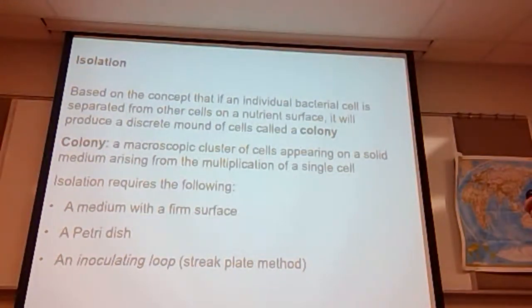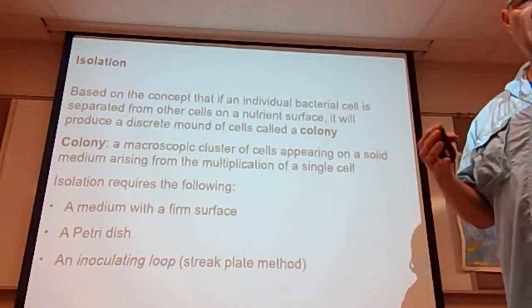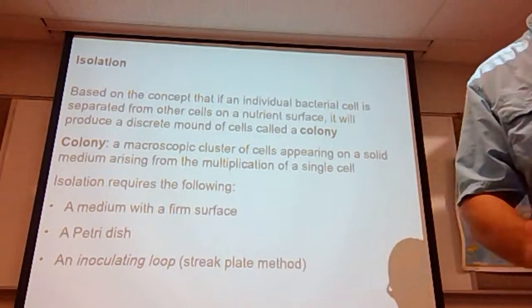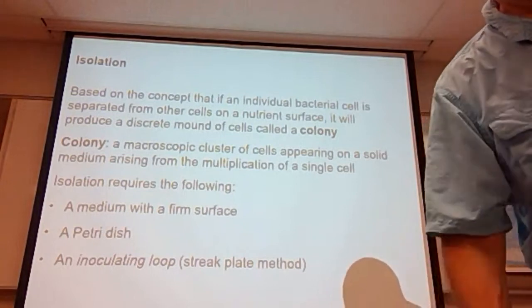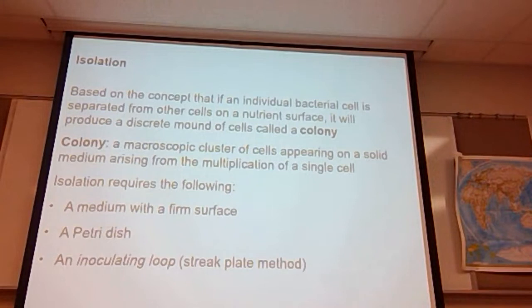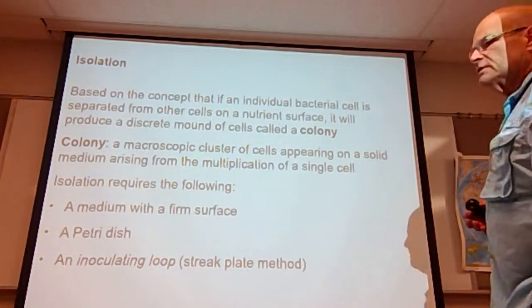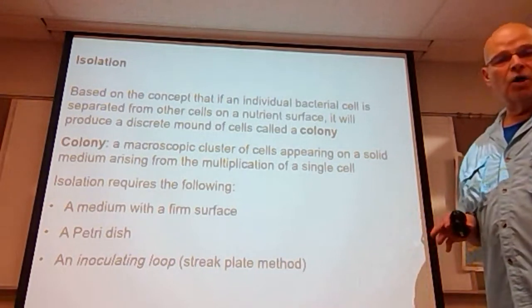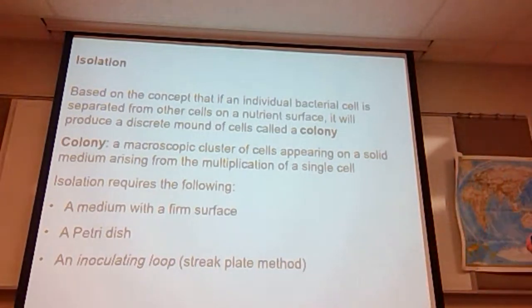Therefore, they are all the descendants of that original cell. Therefore, they are all one type of organism. Isolation requires the following things. It requires a medium with a firm surface, such as a nutrient agar plate. It's going to require a petri dish. It's really hard to do isolation techniques in test tubes and other things. Petri dishes are what works well. And it requires you to have what is referred to as an inoculating loop.